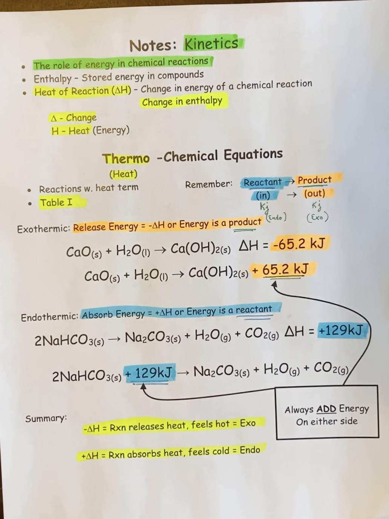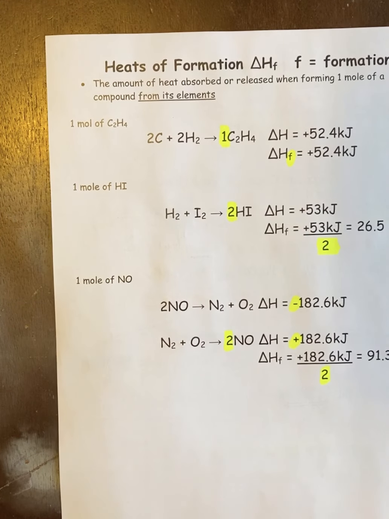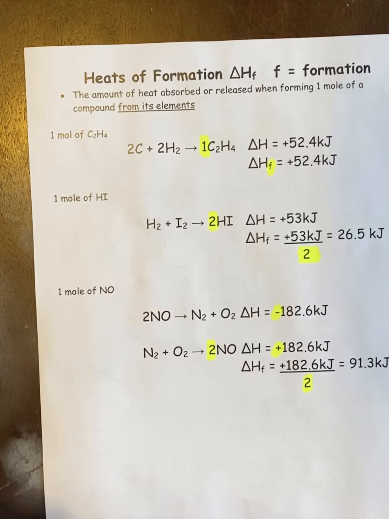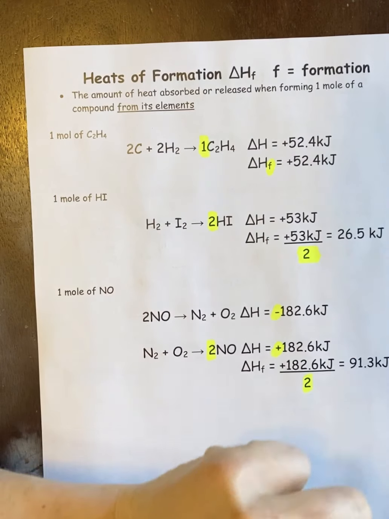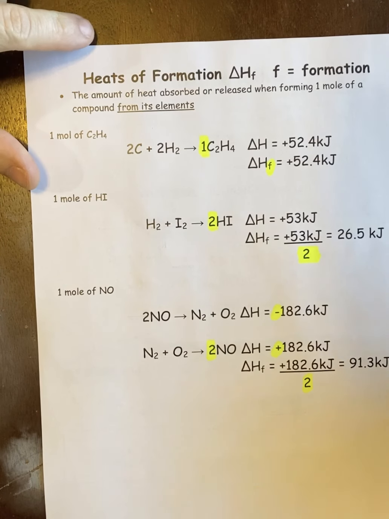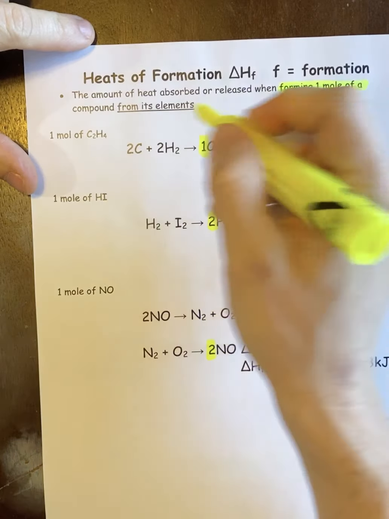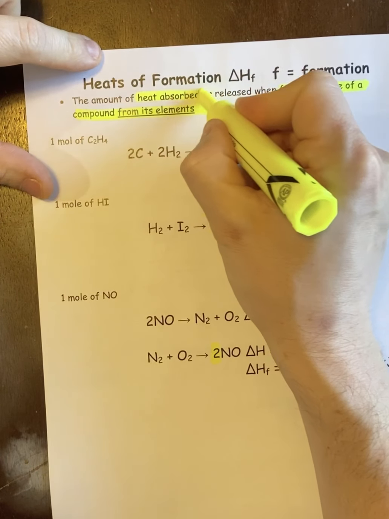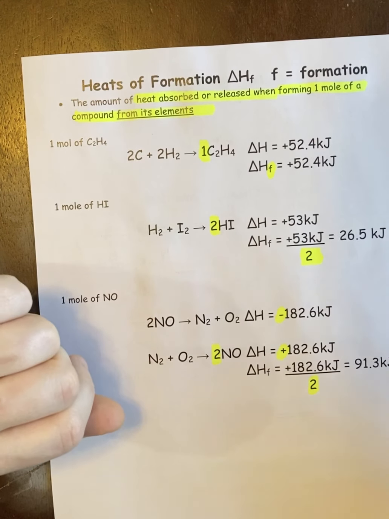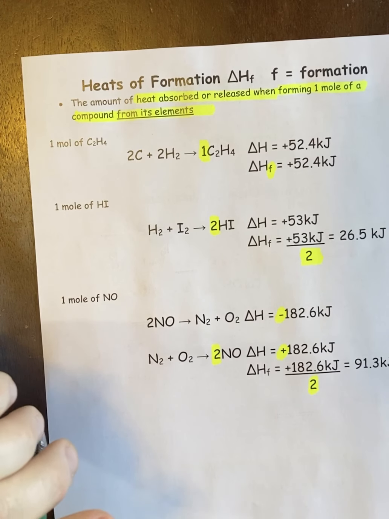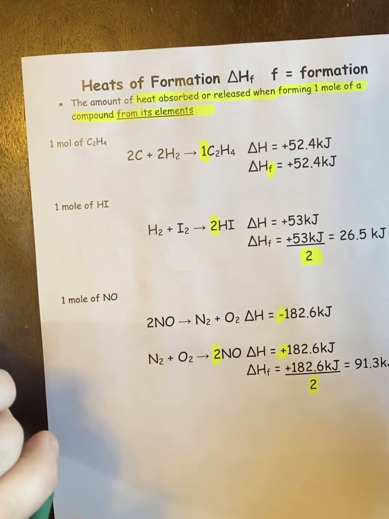I can explain that a little bit more in a later video, but let's go to our last topic, which is heats of formation. So a heat of formation is exactly what it sounds like. Well, this may not be as obvious, but it is the amount of energy gained or released when forming 1 mole of a compound from its elements. So in other words, it's the cost of making 1 mole. And sometimes your heat of formation and your delta H are the same thing, and sometimes they're not.